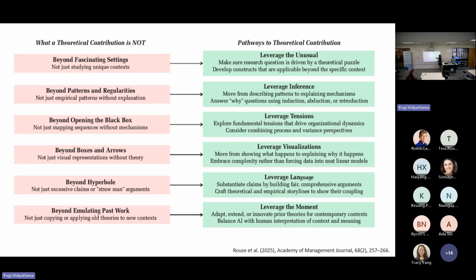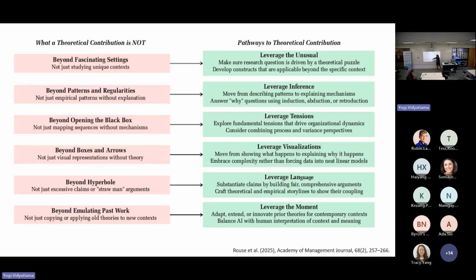Explore fundamental tensions that drive organizational dynamics, considering combining process and variance perspectives in this case. So we want to try to understand the tensions that are happening that explain a specific phenomenon. Beyond boxes and arrows, again, we see a lot of those, especially in quant papers, where we get a lot of models with little to no explanation of how they came up with these relationships, how these constructs relate to each other. The idea here: move beyond showing what happens to explaining why it happens, kind of repeating the same thing, right? Focus on the why.